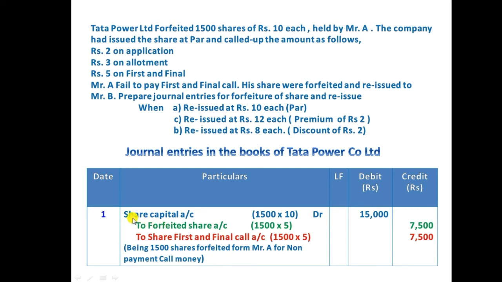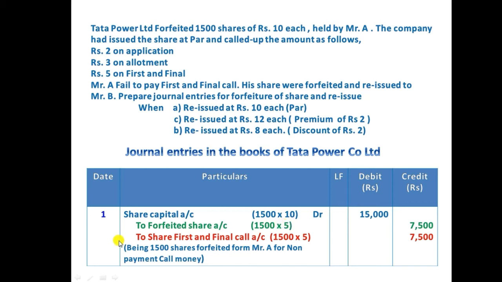So at the time of forfeiture, we need to debit the capital, because capital is going to decrease in the business. 1500 shares into 10 each as a face value, 15,000, we need to debit it. To forfeited share account, 1500 into 5, which was already paid by Mr. A, 7500. It is a gain for the company, so we need to credit the gain.